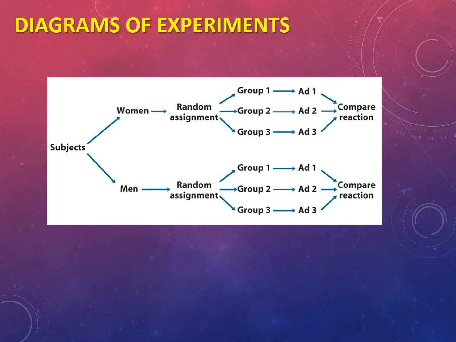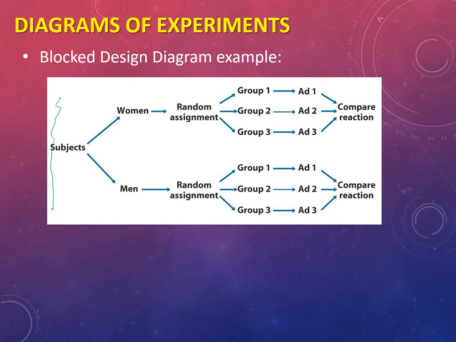Now when we have blocking, things are a little bit different. We start with my main population. So this is my blocked design. We start with our main population over here, and then with this, this is my blocking. We're blocking by gender. And then within each gender, we have random assignment. So there's my statement of randomization.